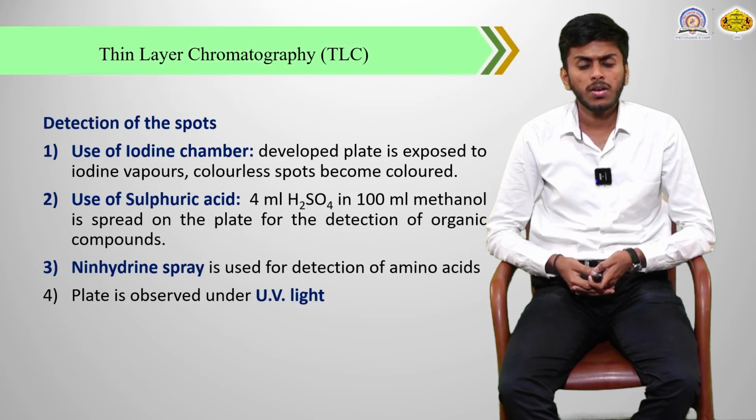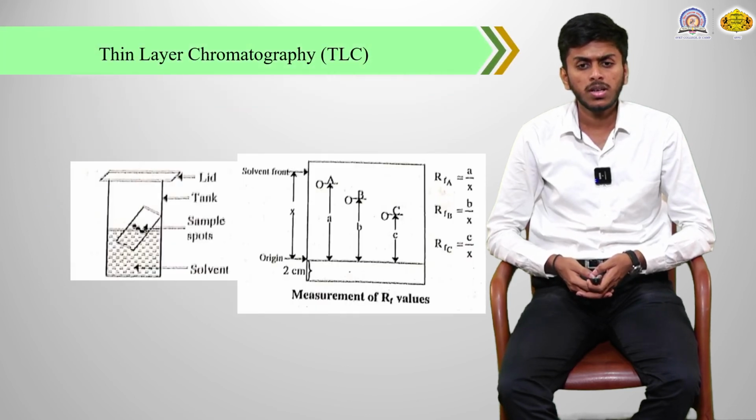Detection of the spot. We use iodine vapors, sulfuric acid, ninhydrin spray or UV light for the detection of a spot. This is the diagram for TLC. We can calculate the RF value.